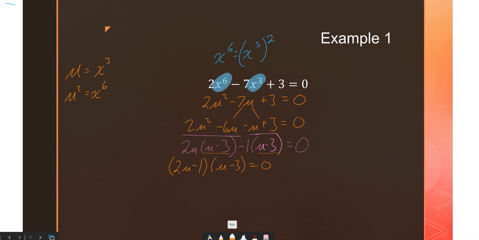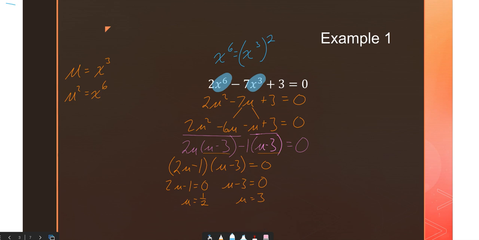So just like we normally would, we go ahead and set up two equations: 2u minus 1 equals 0, and u minus 3 equals 0. So that means that if I solve for u, I get u is equal to 1/2, and u is equal to 3. But we want to solve for x. So we're going to go ahead and replace u with x to the third.